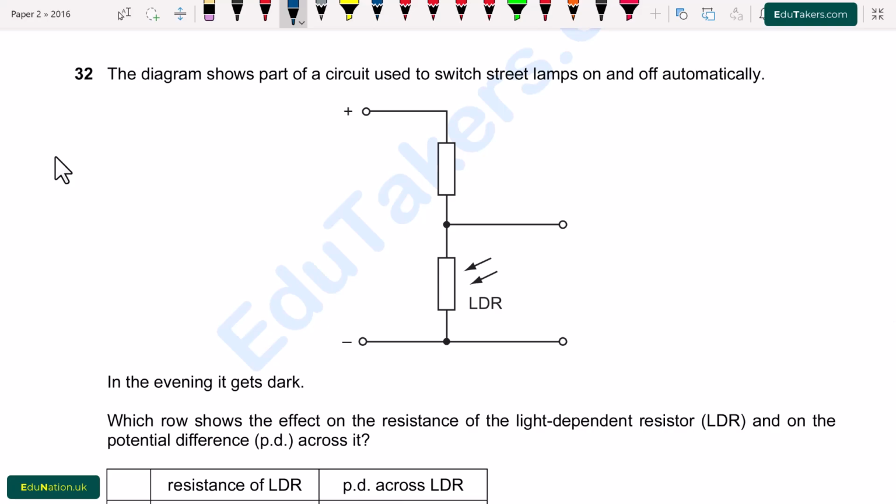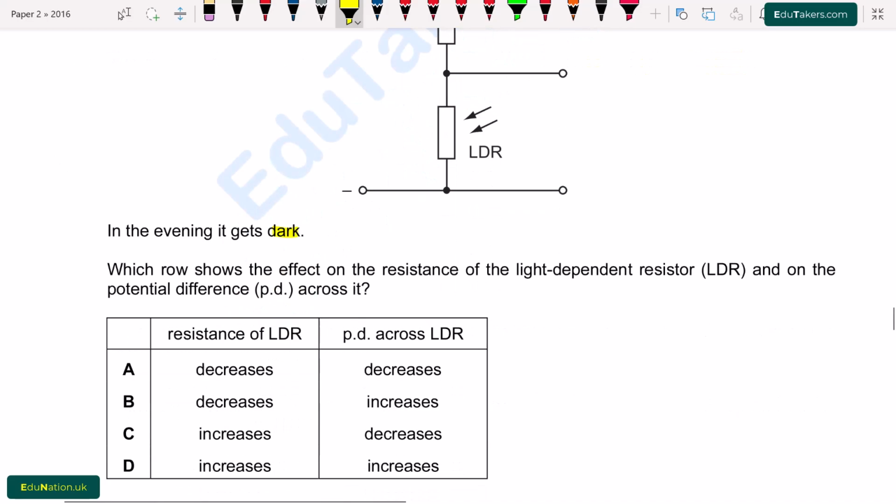Question number 32. The diagram shows part of a circuit used to switch the street lamp on and off automatically. In the evening it gets dark. Which row shows the effect on the resistance of the light dependent resistor LDR and on the potential difference PD across it? Resistance of the LDR, potential difference across LDR. Option A decreases, decreases; B decreases, increases; C increases, decreases; D increases, increases.